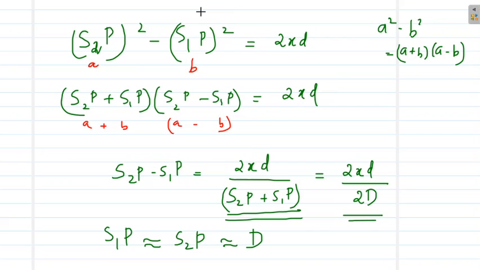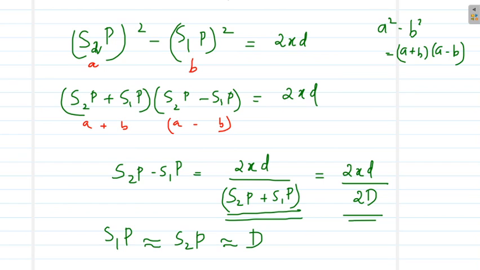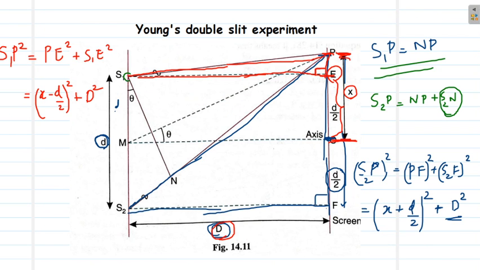So what will be S2p minus S1p? S2p minus S1p is simply 2xd divided by 2D, which is xd by D. So that is the path difference between the two rays coming from slits 1 and 2, reaching the point P. Here x is the distance of the point P from the center O, small d is the distance between slit 1 and 2, and capital D is the distance between the slits and the screen.